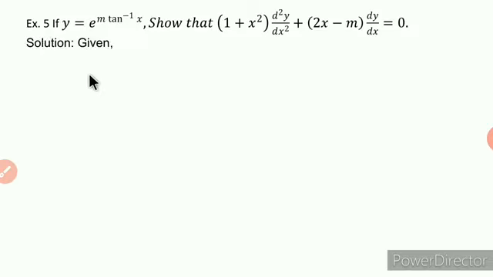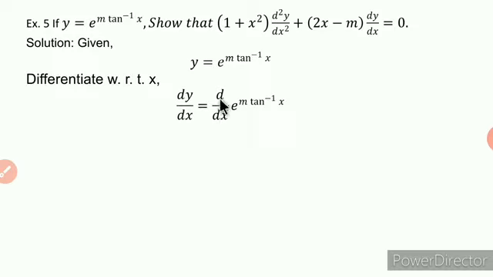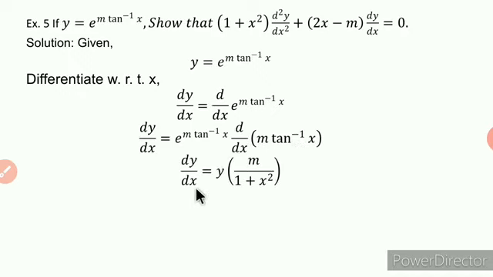So in the solution, write the given thing. Given y is equal to e raised to m tan inverse x. Now differentiate this with respect to x. We get dy by dx is equal to d by dx of e raised to m tan inverse x. And therefore we get dy by dx is equal to e raised to m tan inverse x into d by dx of m tan inverse x. So we get dy by dx is equal to e raised to m tan inverse x is y. So here I put the value for e raised to m tan inverse x as y. Therefore we get dy by dx is equal to y multiplied by m into 1 upon 1 plus x square.